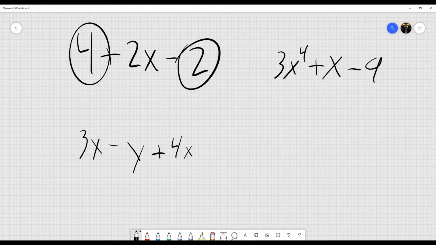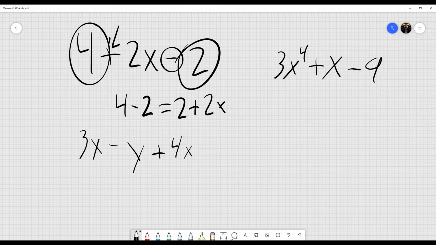The thing to notice here is that you have to retain the sign on this constant. Even though this has a plus sign, the constants are going to subtract from one another. Meaning you get 2 plus 2x, because the constant, the negative 2, remained negative.